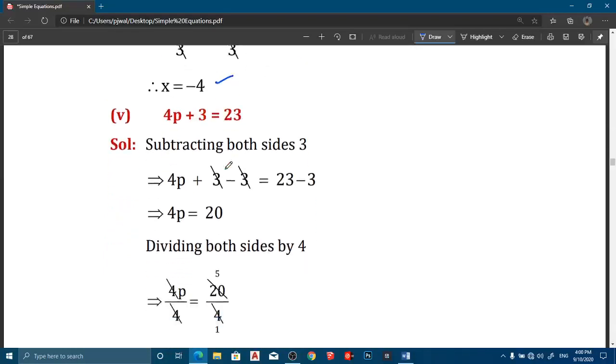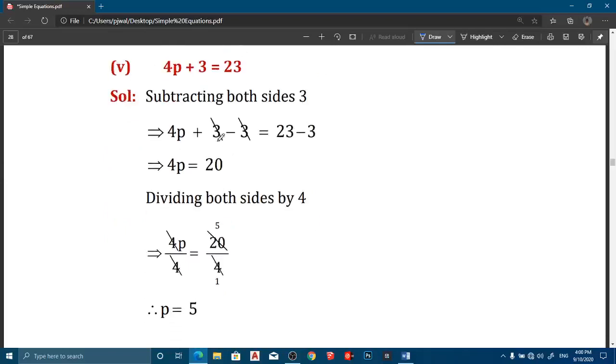Next, 4p plus 3 is equal to 23. So here you have to remove the plus 3. So to remove plus 3, you have to add minus 3 on both sides. Plus 3 minus 3 gets cancelled. Here 23 minus 3 is 20. Now we want only the p value. So remove this multiplied value of 4. You have to divide with 4. So now 4p by 4 is equal to 20 by 4. 4 gets cancelled here. 4 1s are 4. Therefore p is equal to 5 is the answer.